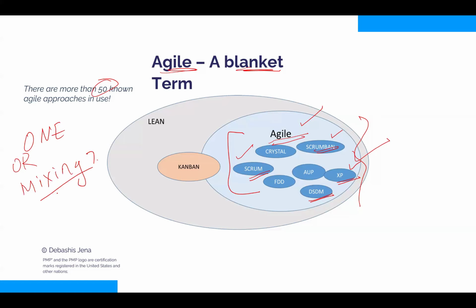Let's understand what we mean by mixing. Some team says, okay, we'll do certain things that Scrum says, along with something that XP says on a single project, and something that, let's say, Kanban says, right? So is mixing an acceptable approach? Yes or no? Please answer this one. That's an exam question. Is mixing an acceptable strategy?